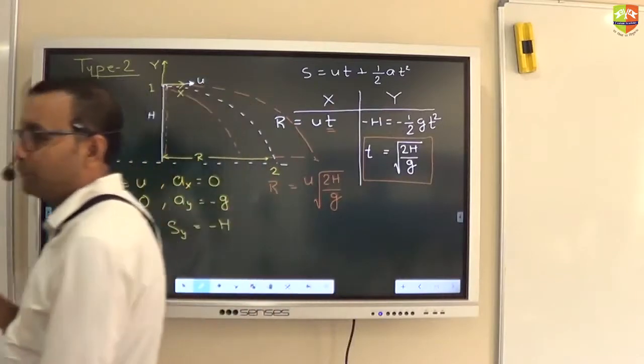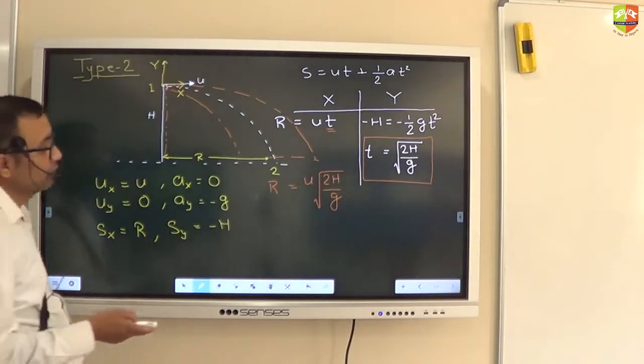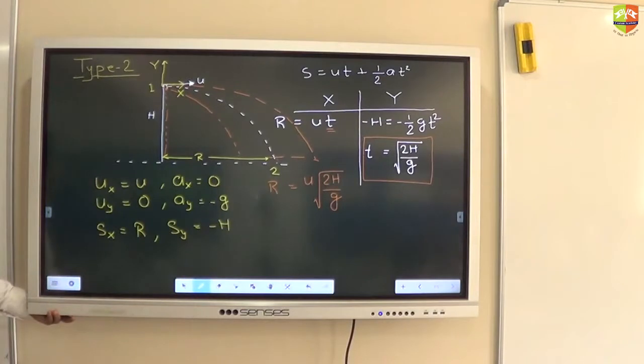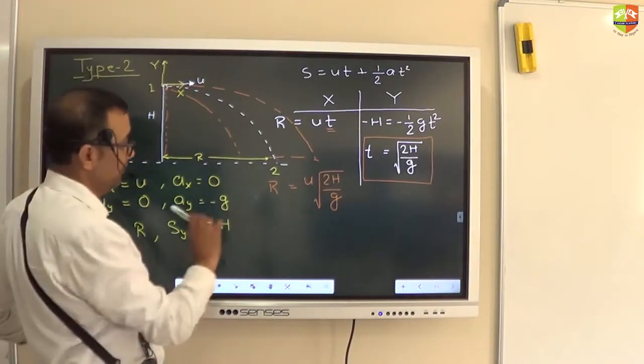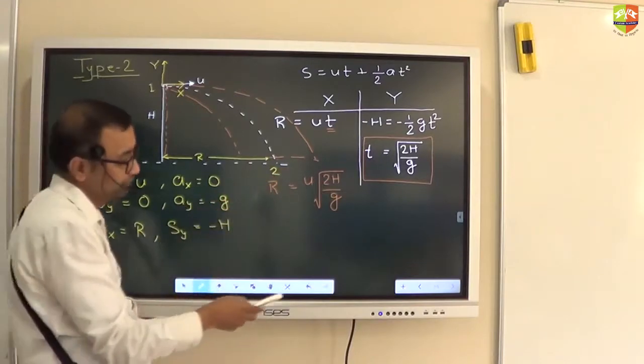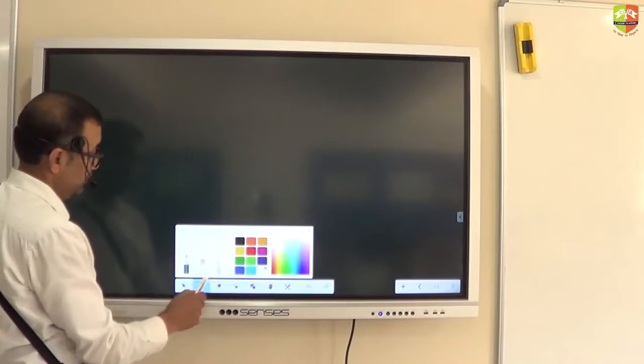This is type 2 projectile, which is also very common to see in the numerical. Don't mug up the final answer. Okay. Just remember how to solve it. Even if you don't remember, you can quickly derive it. Fine. Type 3.